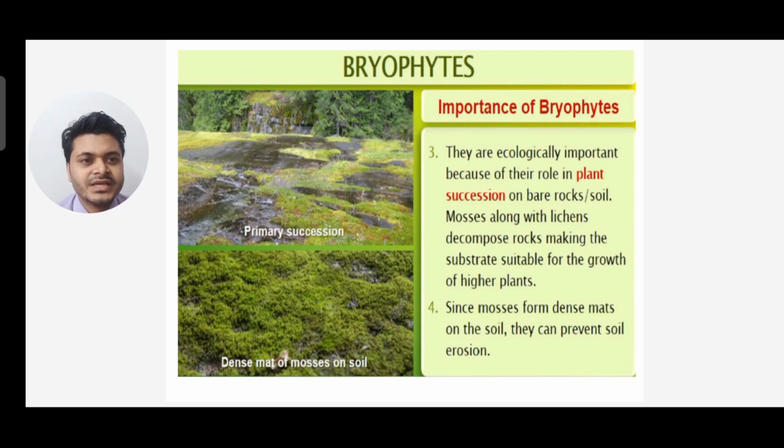Alright. Next point is, since mosses form dense mat on the soil, they can prevent soil erosion. So above the soil, these mosses form a dense mat. That's why there will be no soil erosion. Alright, you can see dense mat of mosses on soil.